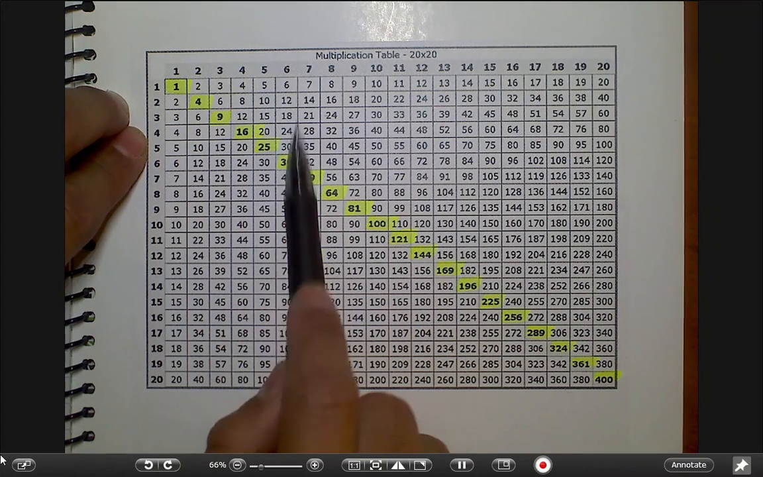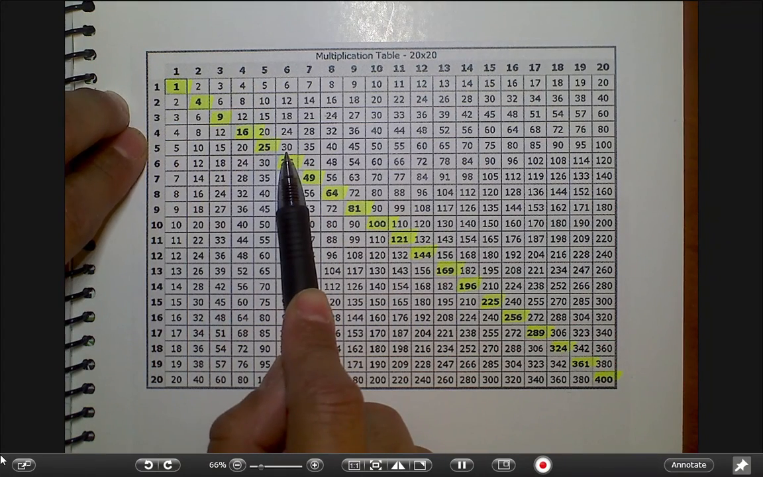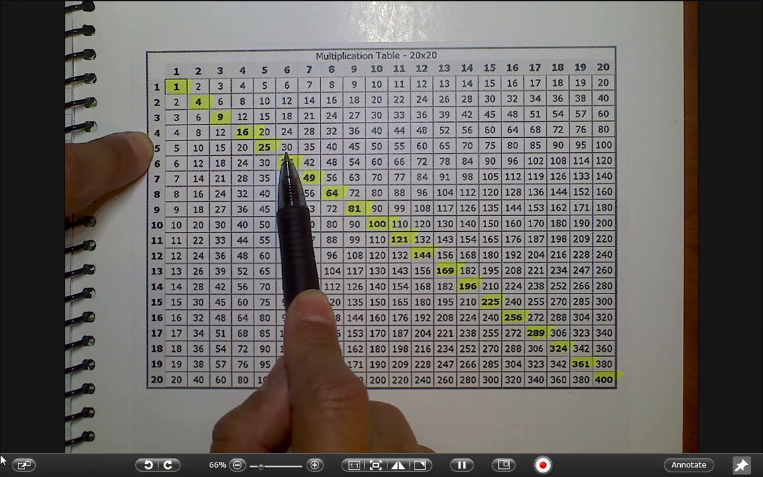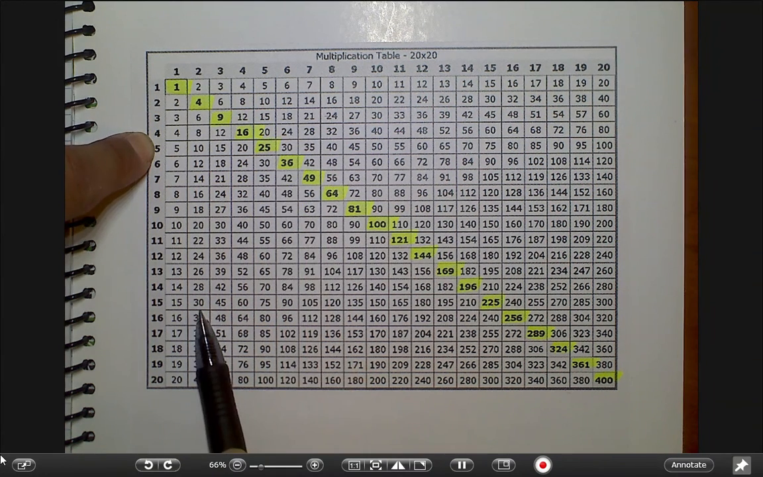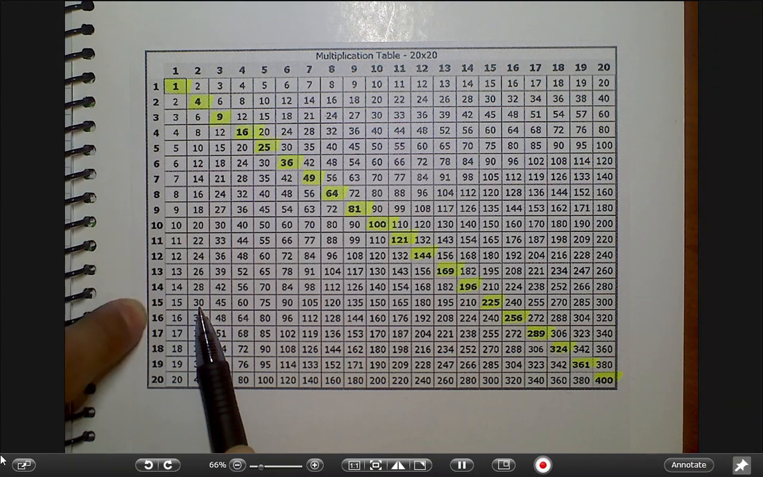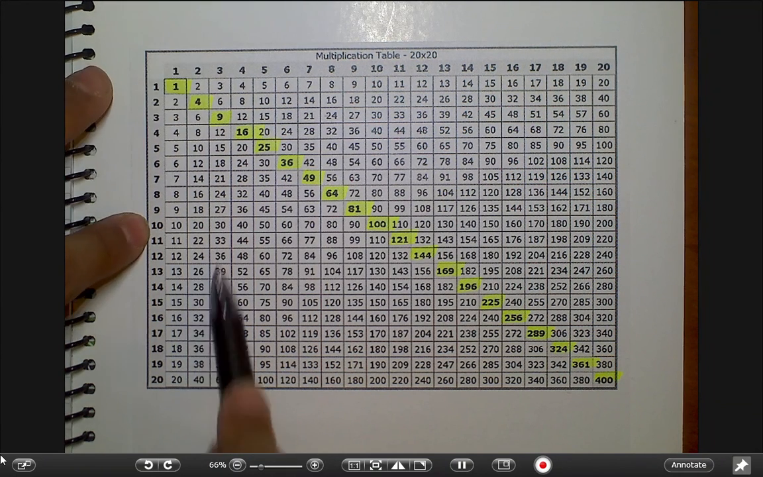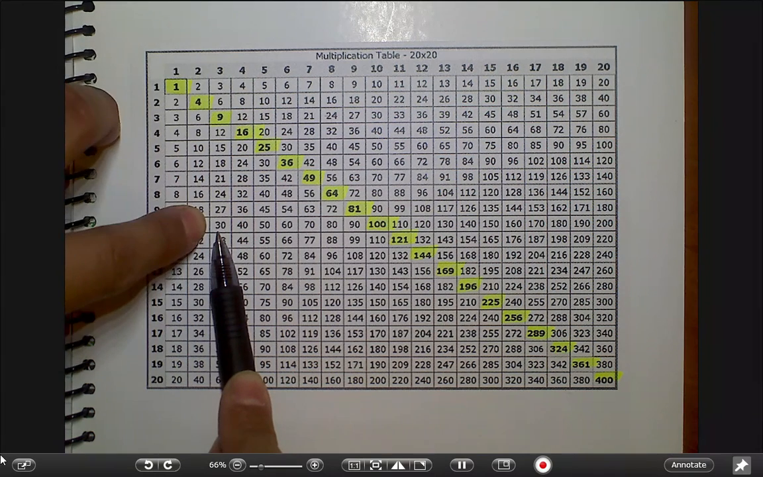So if I want to find 30, I know that's going to be a 6 and 5. Now, is there any other 30s? Way over here, there's another 30. That's going to be 15 and 2. Okay, and we have 10 and 3, right?